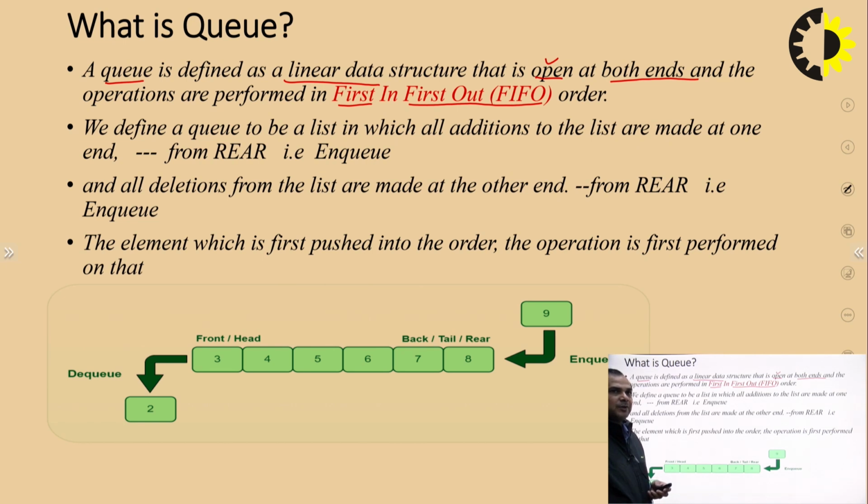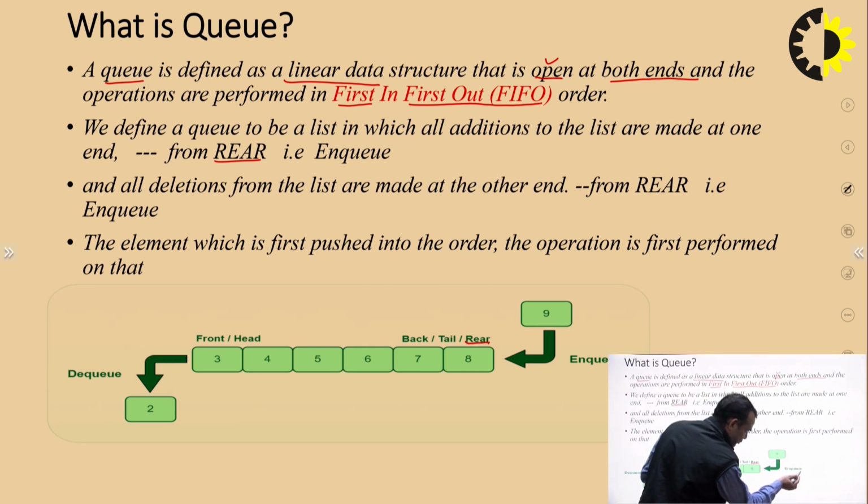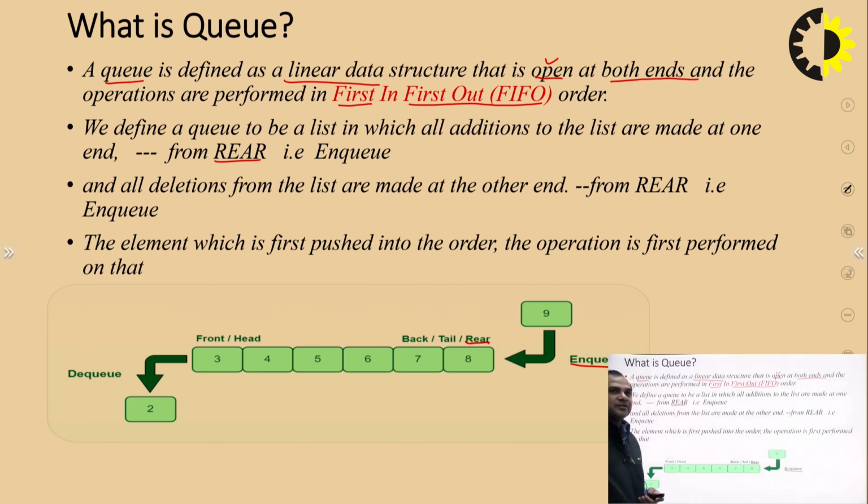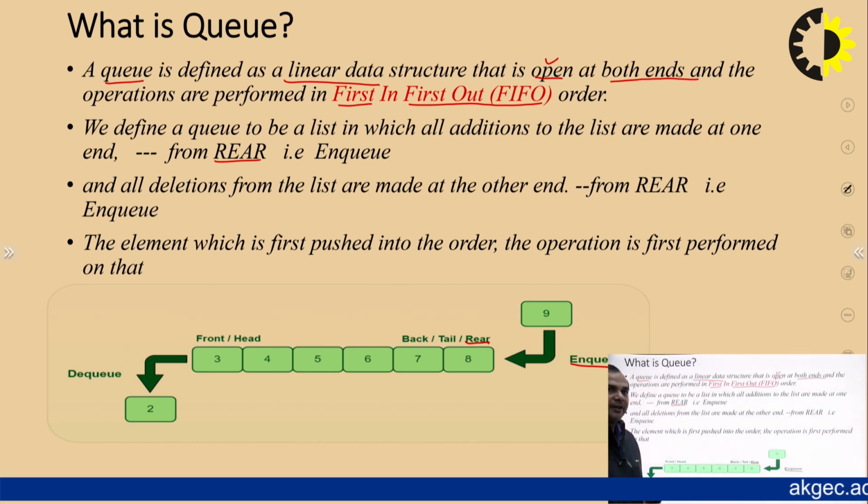First in first out means when we insert the first element, that element is the one deleted first. We define a queue to insert all the elements, and we define the rear. When we insert an element in a queue, that point is known as the rear, and its function is known as enqueue. Enqueue is an operation in which we insert an element in a queue.